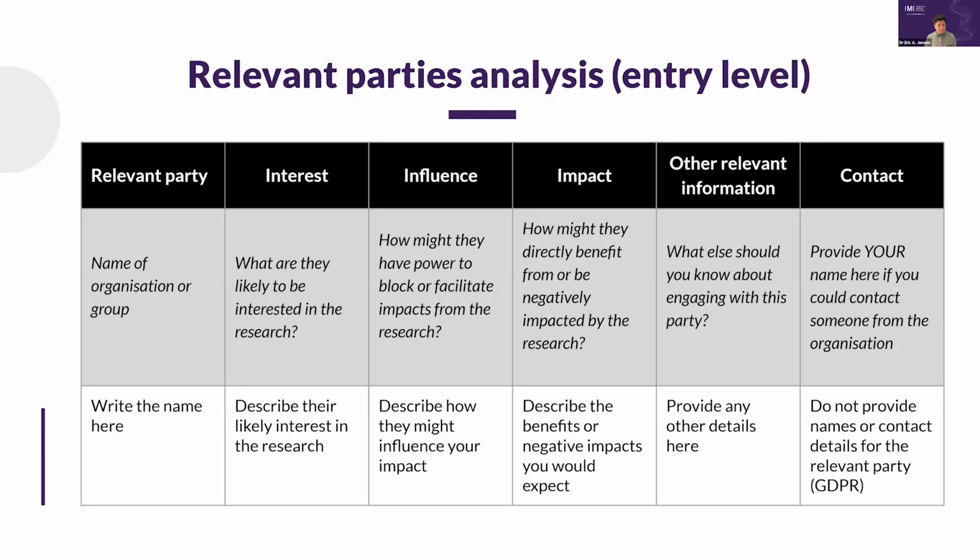So let's just go through these one at a time to introduce the three I's and put a little bit more flesh on the bones. So interest: for this organization or group, what are they likely to be interested in? What is it about the research that's likely to interest them? How might they have the power to block or facilitate impacts from the research? How might they directly benefit from or be negatively impacted by the research? So that's interest, influence, and impact. And then there's space for notes. The idea is to start to sketch out an initial idea of who is relevant.